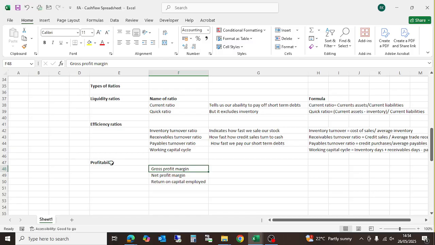Okay, so the formula for the gross profit margin. Okay, let's do this. Since I've explained what the gross profit margin is, a percentage of revenue that exceeds the cost of goods sold, what do you think the net profit margin is?